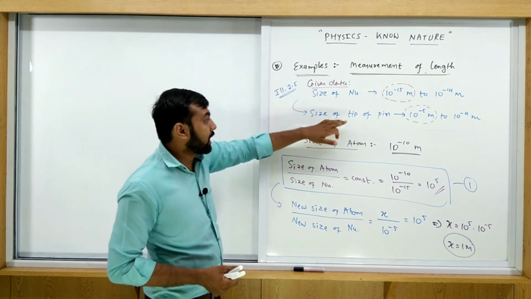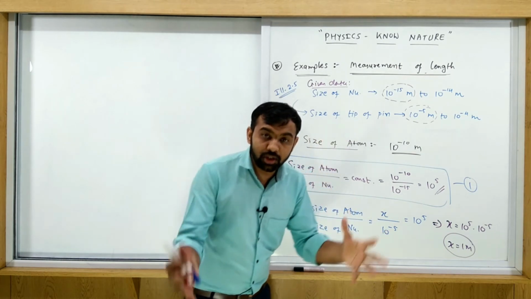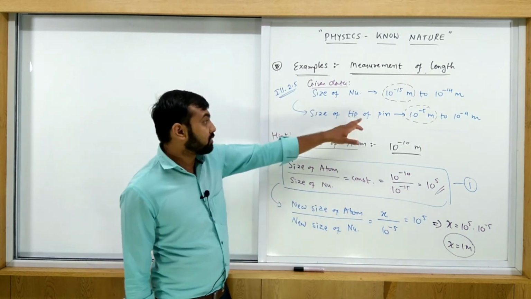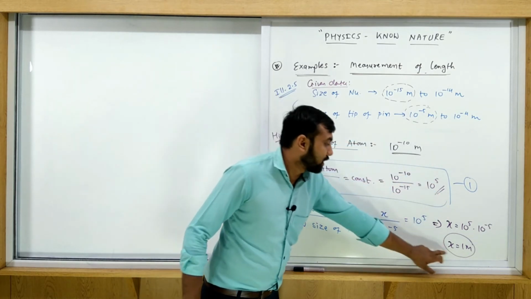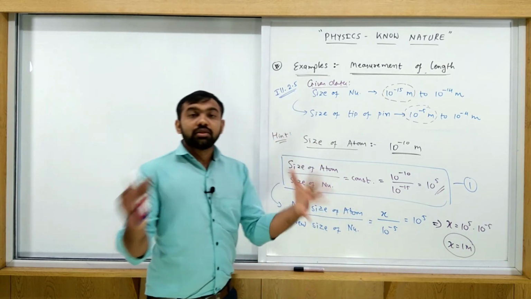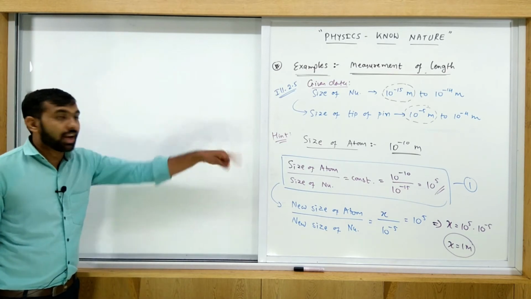If the nucleus becomes equal to the size of the tip of the pin, then what does the size of the atom become? The size of the atom becomes 1 meter. If the nucleus becomes 10 raised to minus 5 meter, then the size of the atom becomes 1 meter. So this much size is increased for the atom. All of you must note this example in your books properly with the calculation.